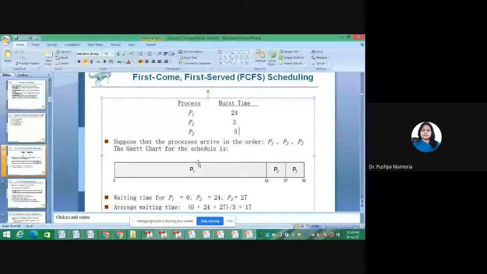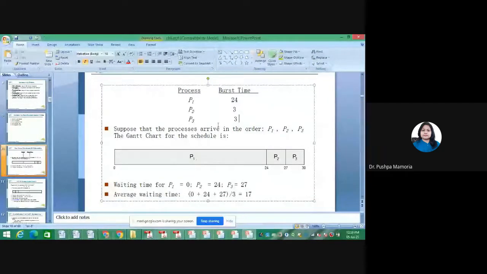So first is the P1 process. All the processes arrived at time zero, so we'll start from zero. Clear? Total execution time is 24. So P1 will take 24.